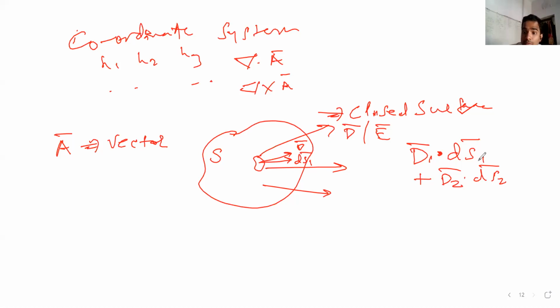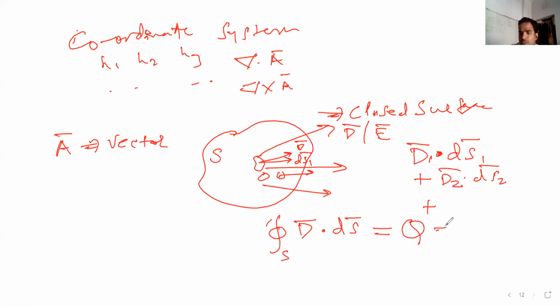So d1 dot ds1, d2 dot ds2. If you go on adding for the different surfaces, where there is d bar, we take a dot product. That means if the surfaces are continuous, we can take the closed surface integral of d bar dot ds bar. Are you getting what I'm trying to say? Closed surface integral of d bar dot ds. What does it give? As Anish said, it gives the total charge enclosed.